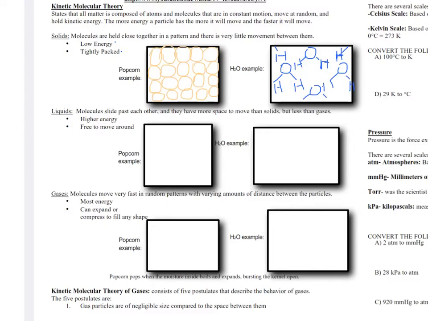Now if I add energy, okay, so going from a solid to a liquid, I add energy, usually in the form of heat. So in this classroom, I took the butter with the popcorn seeds and I put it into a beaker and I put it on top of a hot plate. So I added energy. When you add energy, these molecules start to break apart from this rigid structure and they're free to move around. So the molecules slide past each other and they have more space to move than in the solids, but still less than the gases.